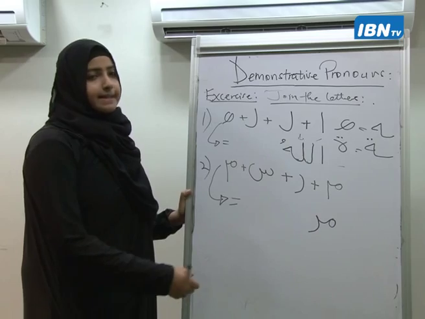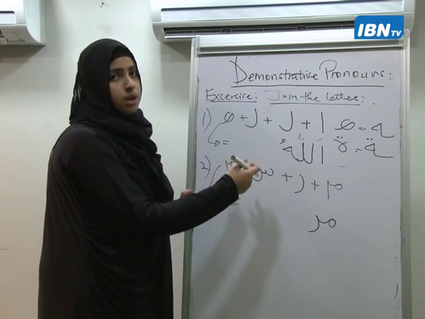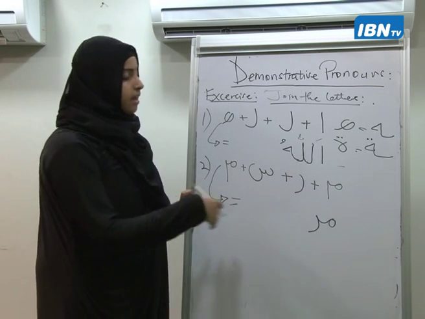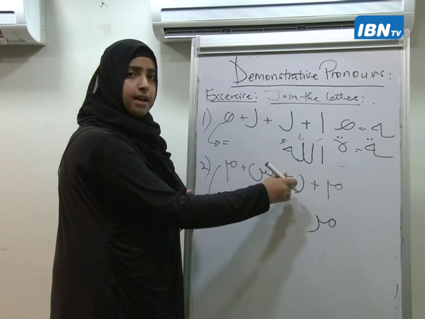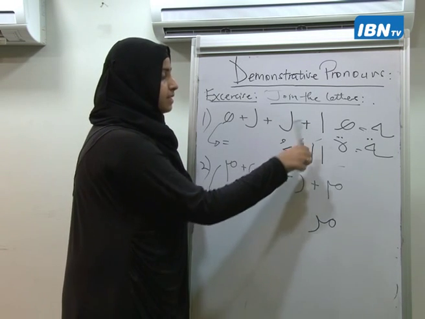Then what about the next step? Will ra join to sin? No. Why won't it join to sin? Again here, because ra is a munfasila letter, just like alif.